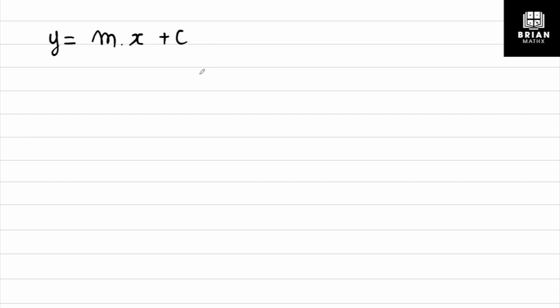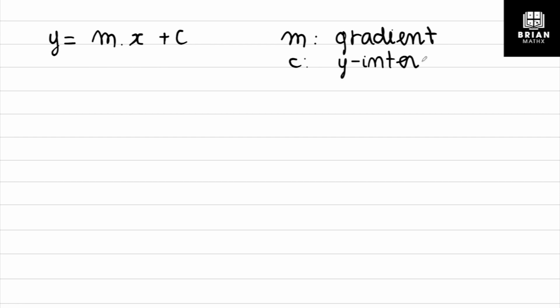And now I want to tell you the names of these. m is the gradient, and c is the y-intercept. Remember this one first. Only m and c. So for the first exercise, I just need you to determine which number is m and which number is c. Example 1.